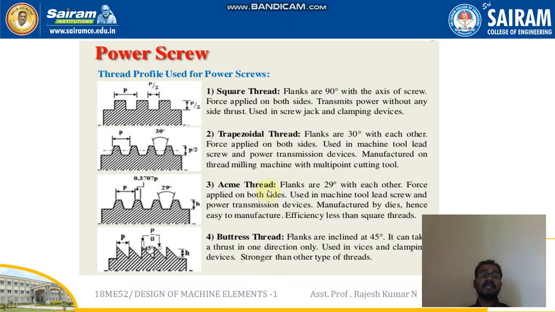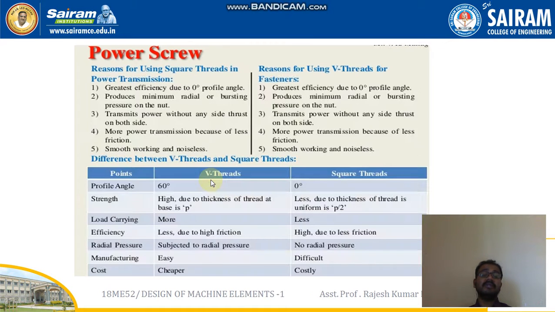Among the four threads, in these three threads the load can be applied on both sides, but only for the buttress thread can the load be applied in only one direction. It is used in vices and clamping devices, and this is stronger than any other type of thread. So it depends on the application, whether we are looking for a stronger condition or efficiency, that the thread selection will vary. Next, we have certain reasons to use square threads and even V threads.